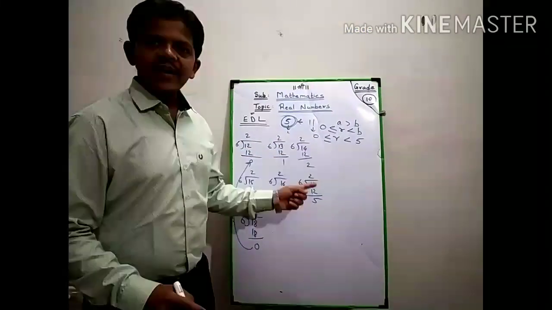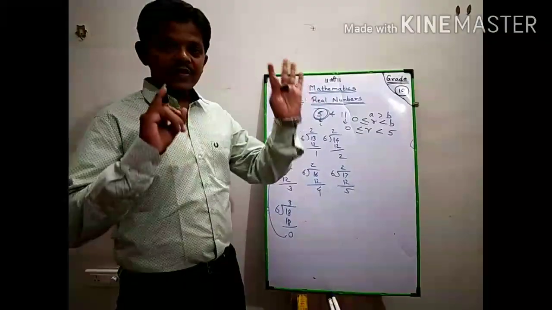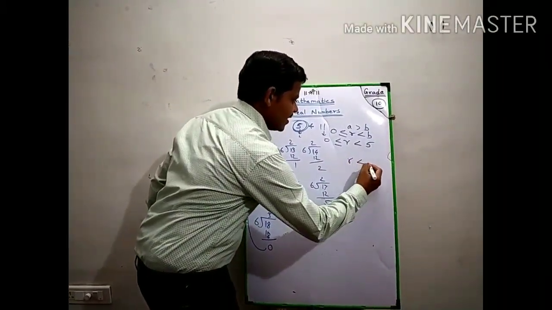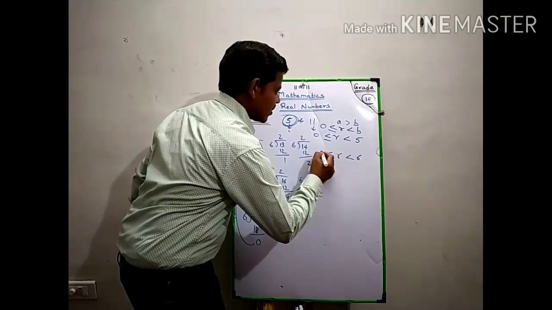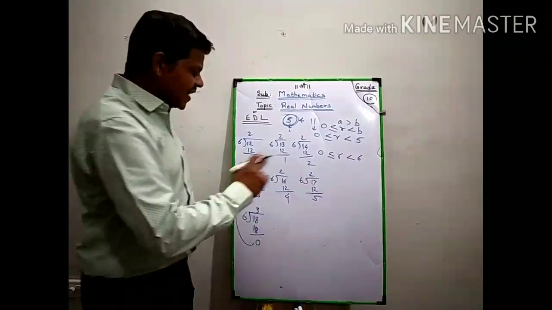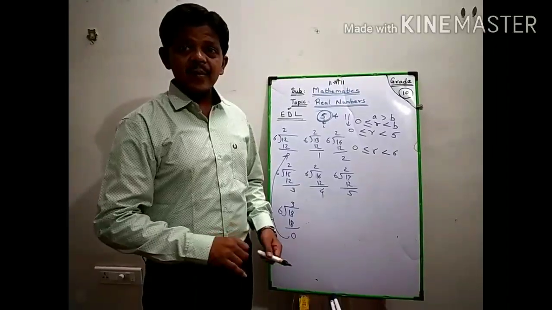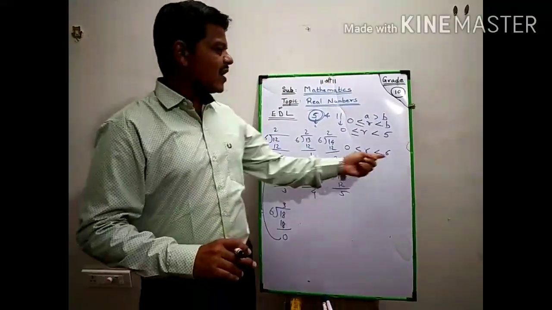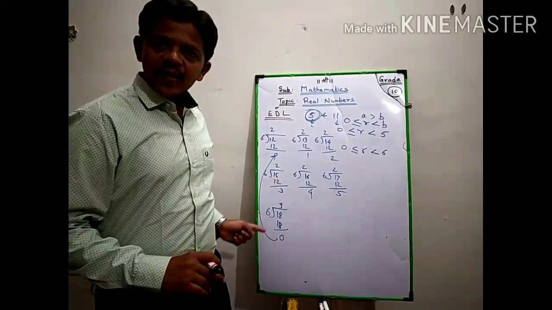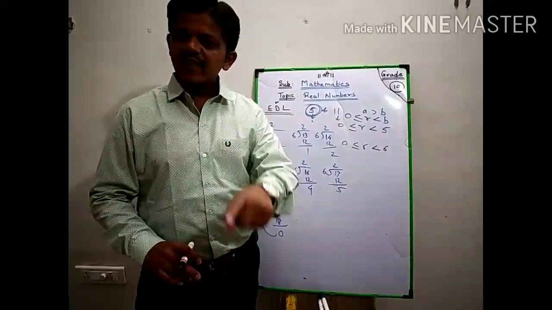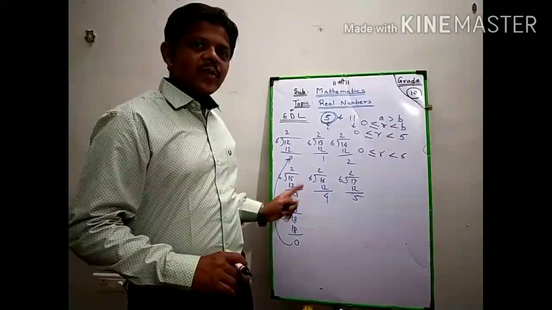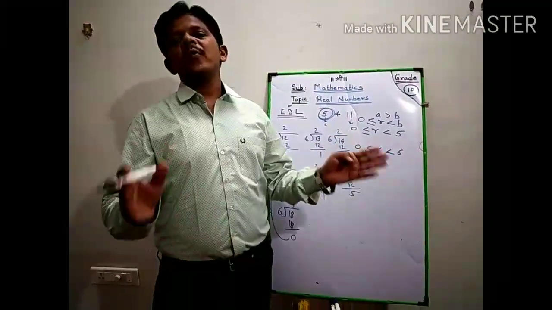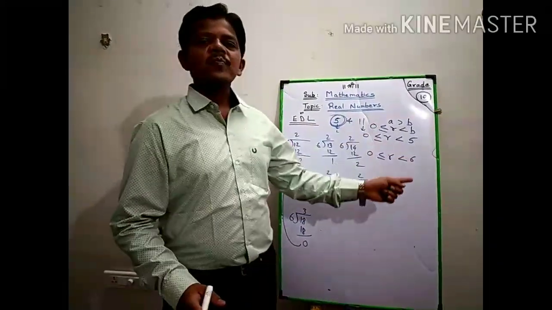When we divide by 6, we have 6 possible remainders, my dear children. R is less than 6 and greater than or equal to 0. The remainder will always be less than 6, but still there are 6 remainders: 0, 1, 2, 3, 4 and 5. Similarly, when I divide by 7, there are 7 possible remainders, 0 to 6. If I divide by 8, there are 8 possible remainders, 0 to 7. If I divide by 14, there are 14 possible remainders, 0 to 13.